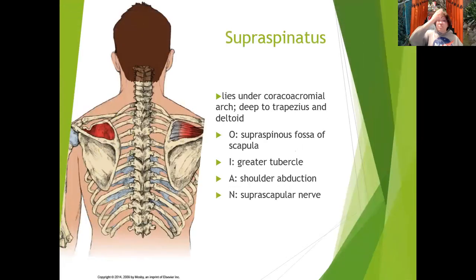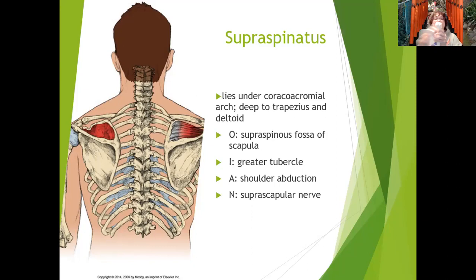So the supraspinatus lies under the acromial arch. It runs through the little tunnel under the acromial arch. And it's also deep to the trapezius and the deltoid. So it's that deep muscle. It runs in that supraspinous fossa of the scapula. That's its origin. It's the bed of the supraspinous fossa. And it goes out and inserts on the greater tubercle of the humerus. I had to go get my humerus.